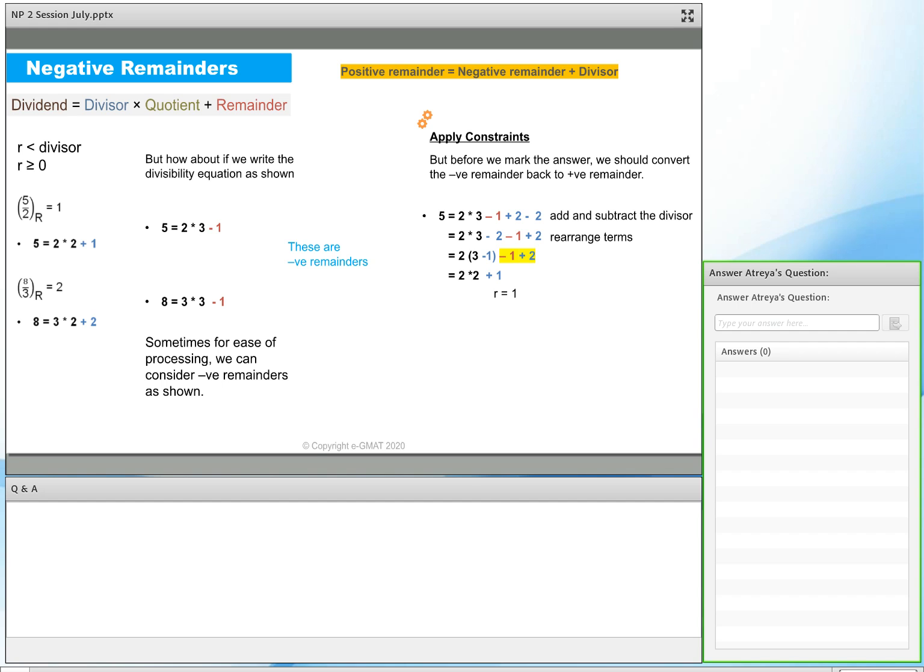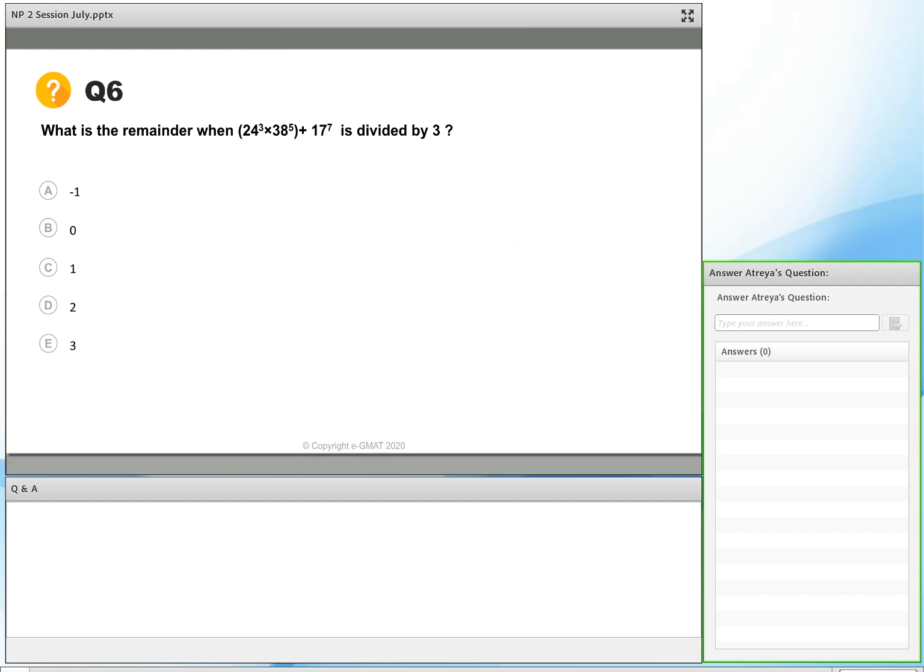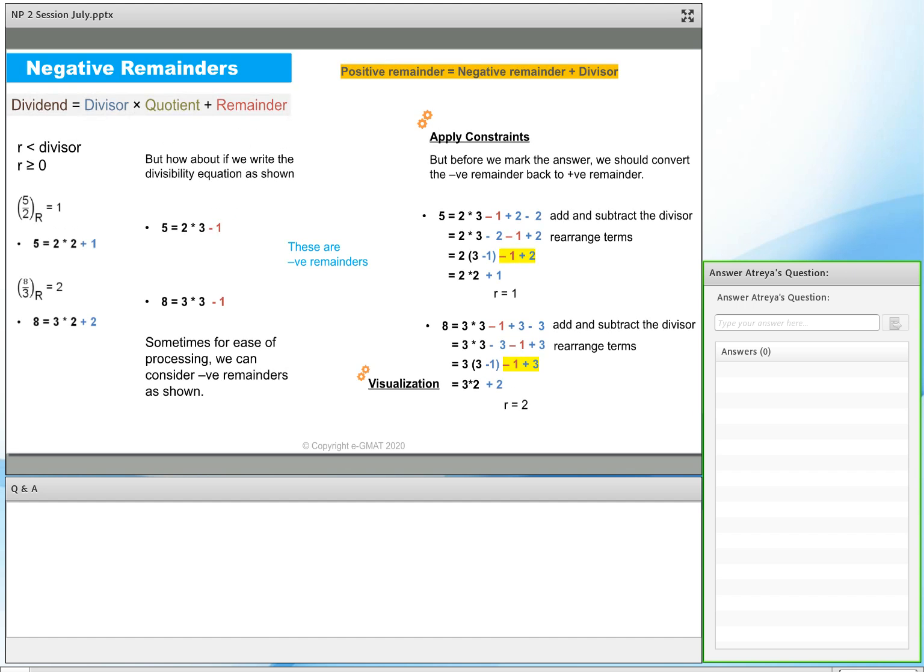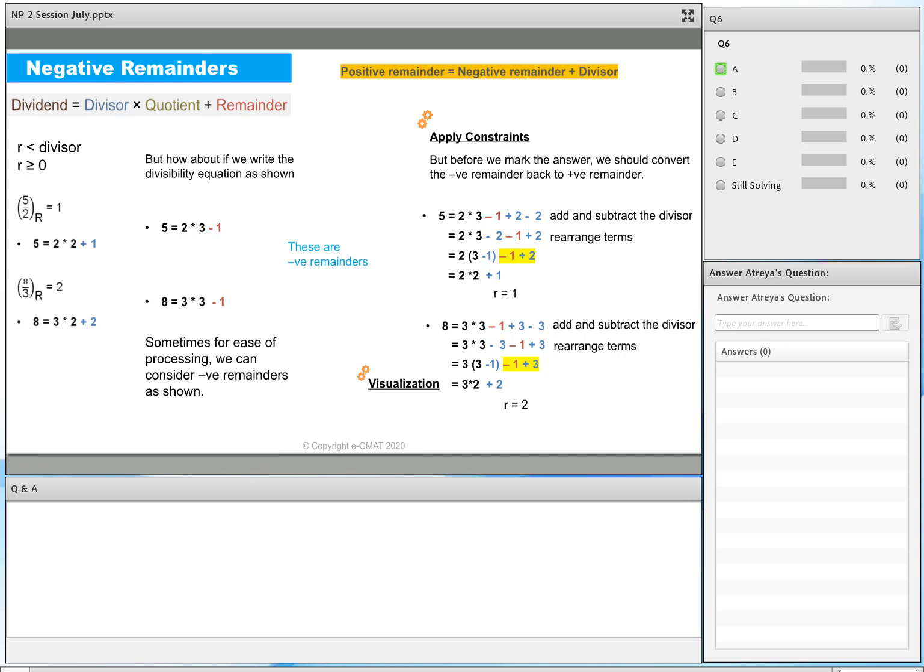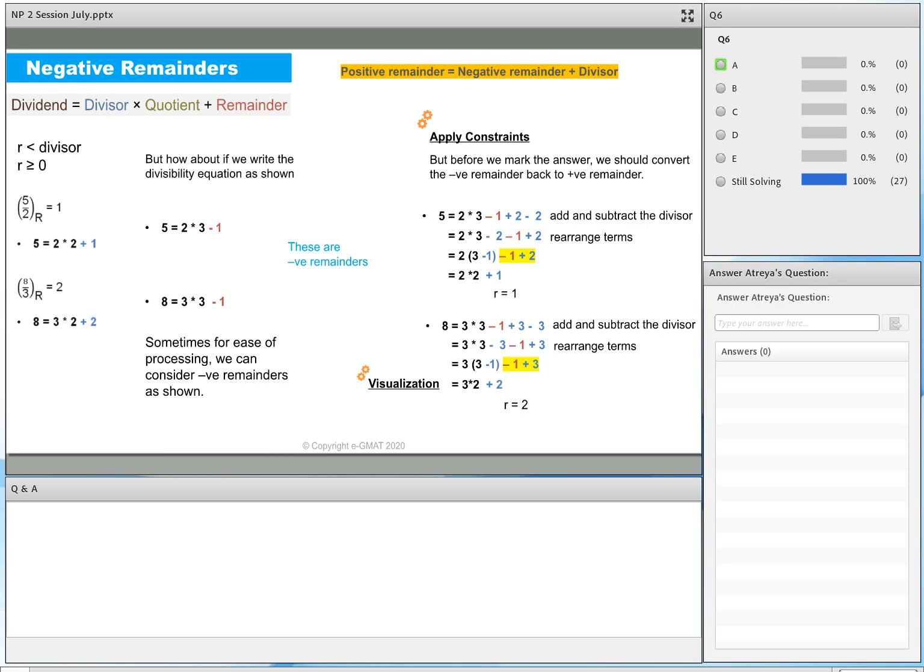So with that, let's now move on to the next part. I'll bring in question number 6 and show you how to use negative remainders. But before that, I'll bring in the poll. Reopen the poll. Can you please mark as still solving for me over here? I'll give you the next question. And trust me, these questions are very interesting.